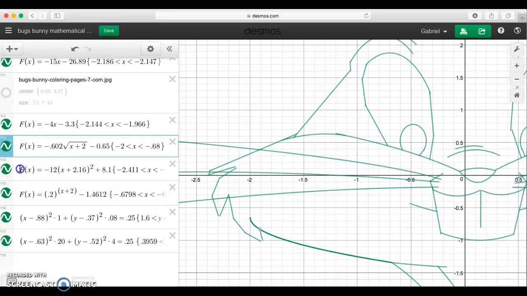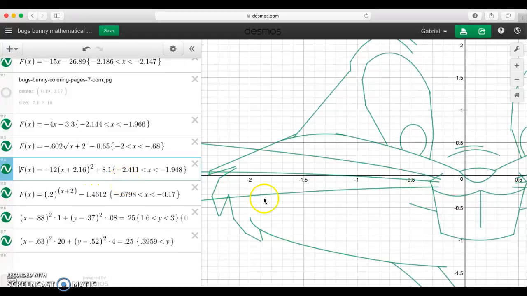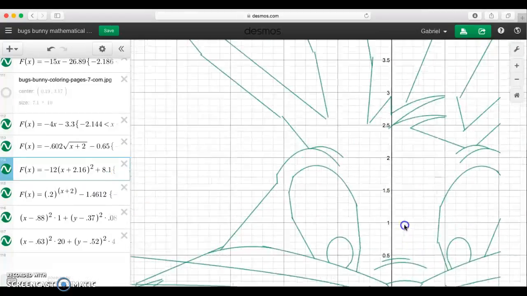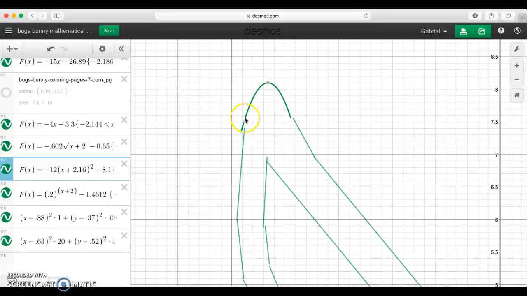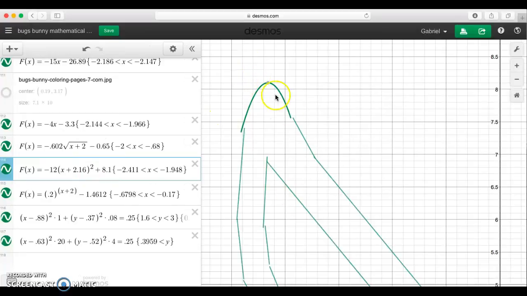And then my next function I have is my quadratic function. And that function can be seen, I believe, on top of Bugs Bunny's ear, right here. And this is my quadratic function. I've also flipped it over across the x-axis by making this number negative, and I added a 12 to make it steeper, which I believe is a horizontal stretch, making it steeper so it's smaller. I've also moved this to the left, and I've moved it up.